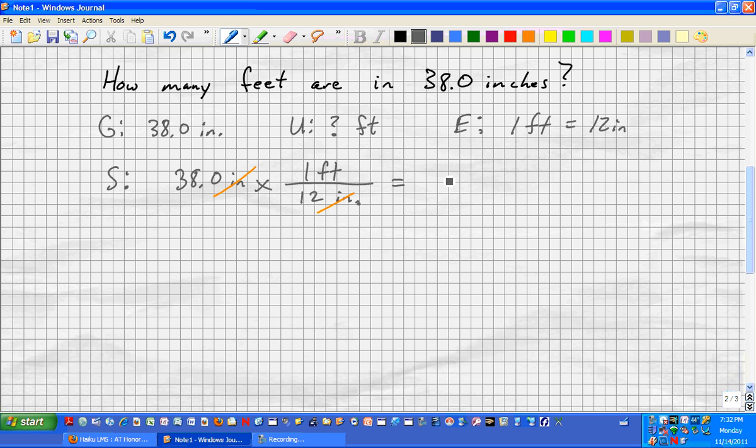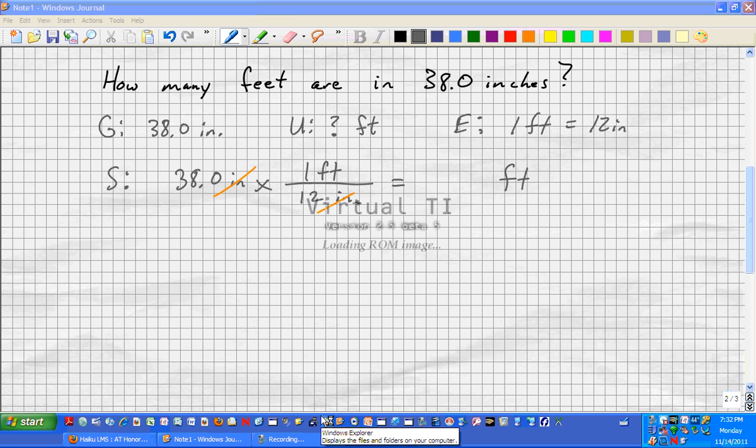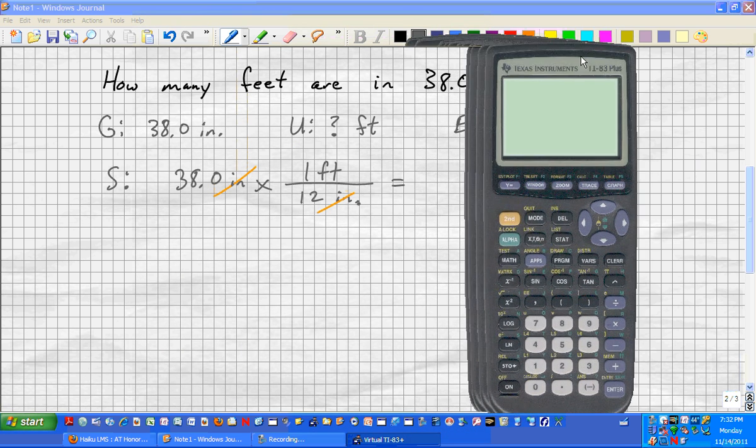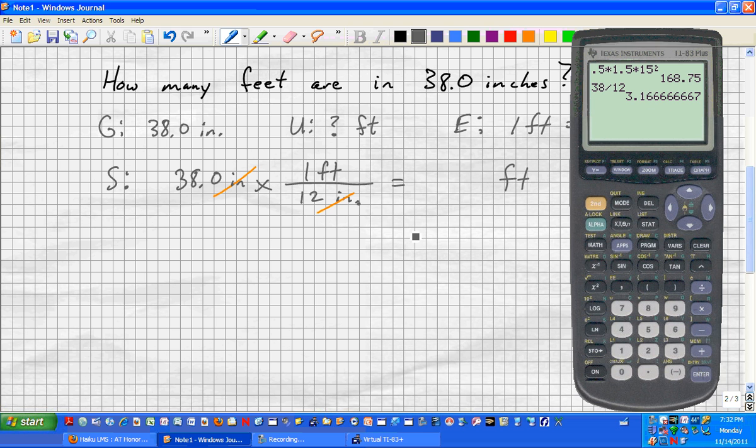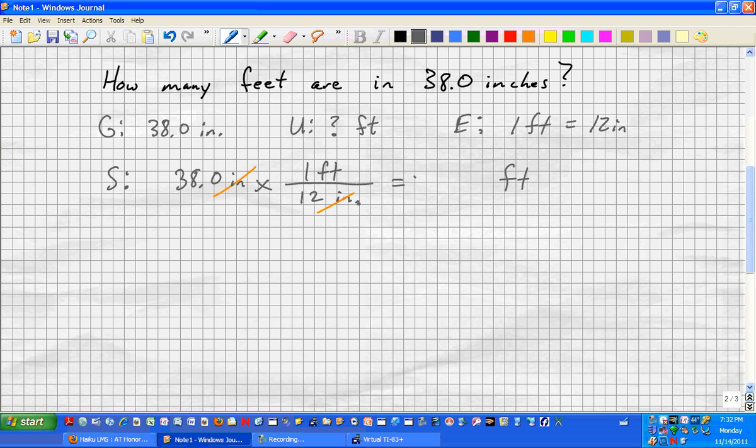So I get 38 divided by 12. So I can now grab my calculator and take 38 divided by 12, and I get 3.166 repeating. 3.1666 and so on feet.